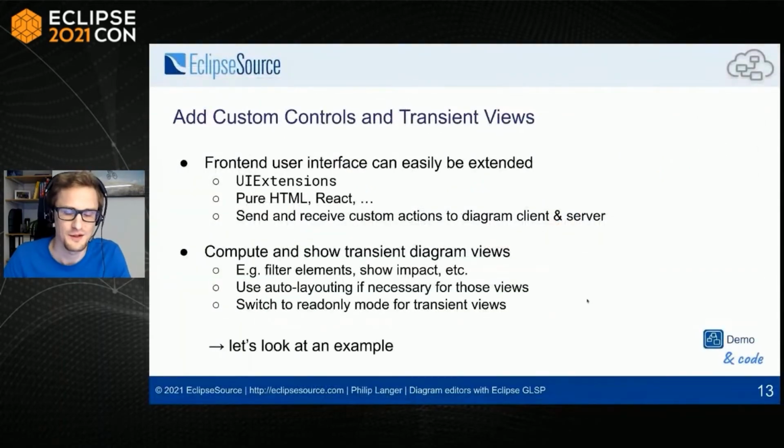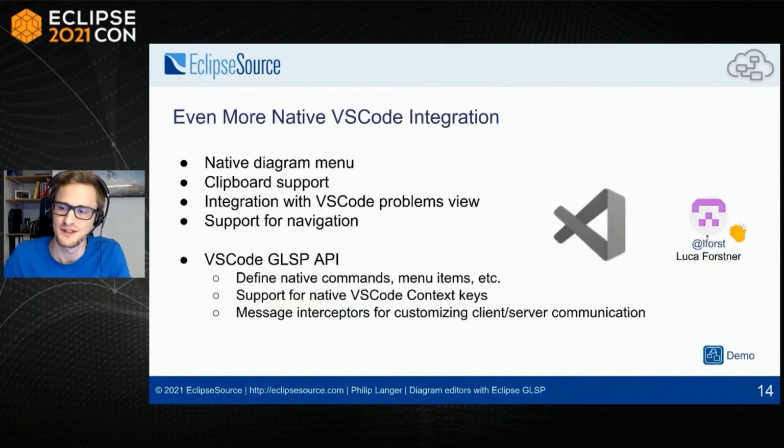Right. So that's, I think, always good to keep in mind: you can make the diagram really interactive, add custom controls to your diagrams, and so on. What's also really cool is a contribution that we've received recently from Luca Forstner, who immensely improved the VS Code integration of GLSP by adding a native VS Code way of registering diagram menus, clipboard support, navigation, and so on, and even an API to customize, for instance, message interceptors and stuff like that. So it now feels very native. If you build a VS Code extension based on GLSP, you can essentially hook up all the GLSP logic with native VS Code extension points or VS Code APIs.